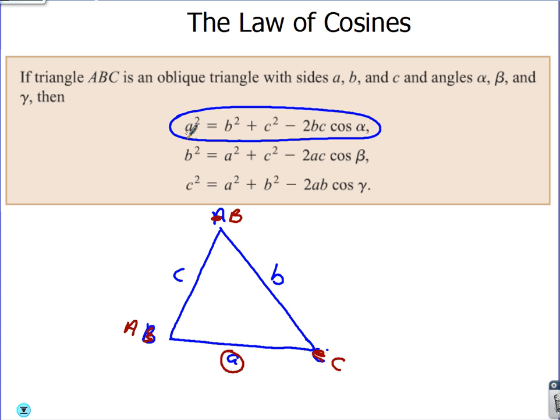A will switch places with B. So everywhere you had a B, you put an A. C stayed the same. Does that make sense? A and B switched places. It's the same formula.